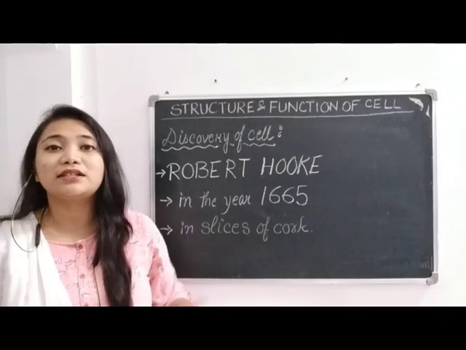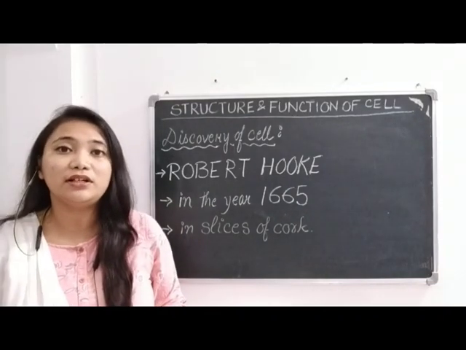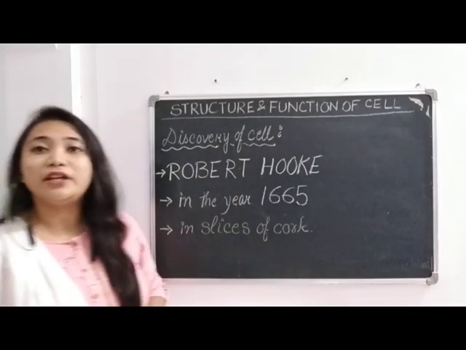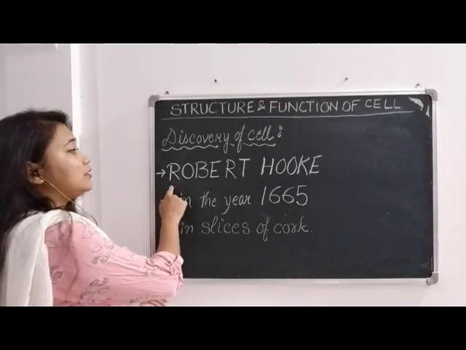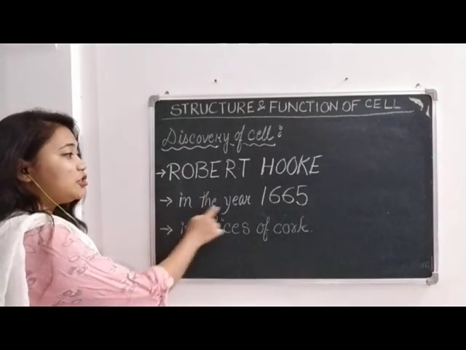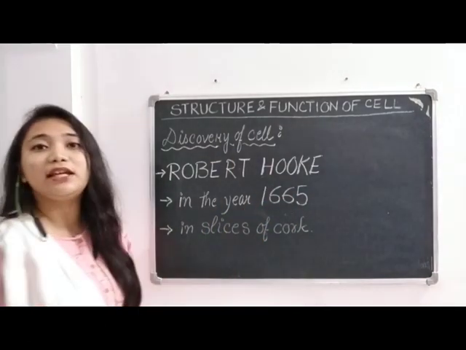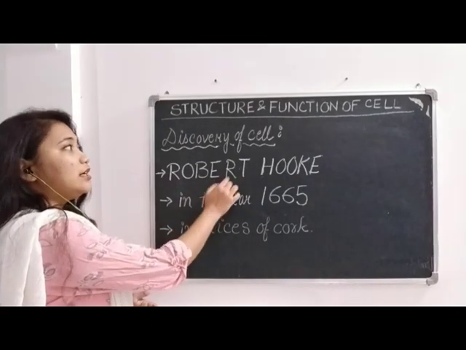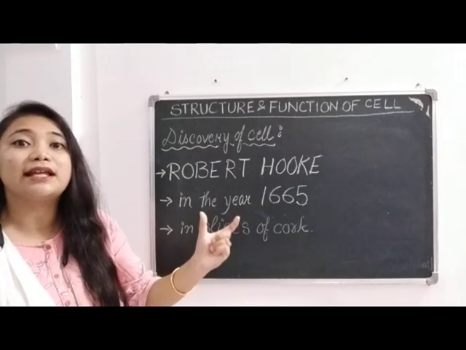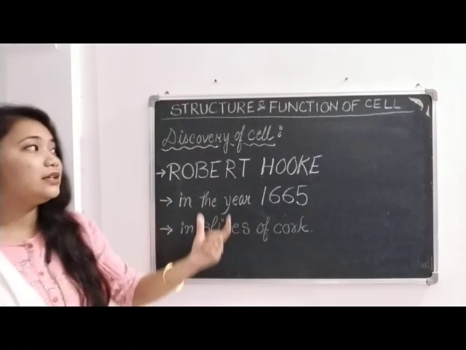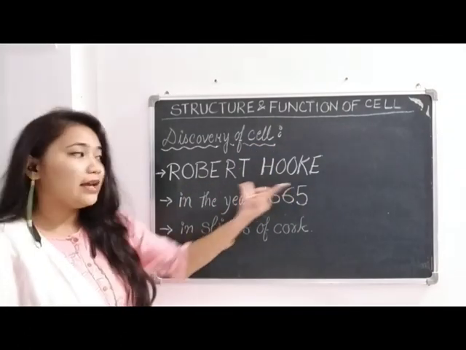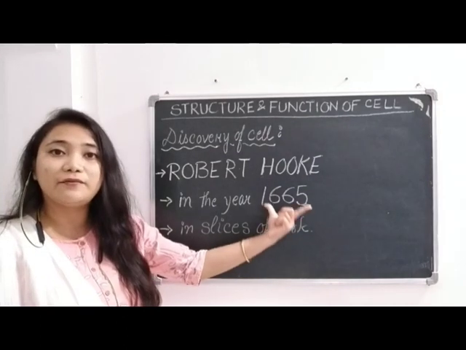Students, in our last class we have seen why the cell is called a building block of life, and now we are moving on to the discovery of the cell. So the scientist Robert Hooke discovered the cell in which year? In the year 1665. He also gave the name "cell". That means he coined the term, the word itself. The cell was named by Robert Hooke in the year 1665.